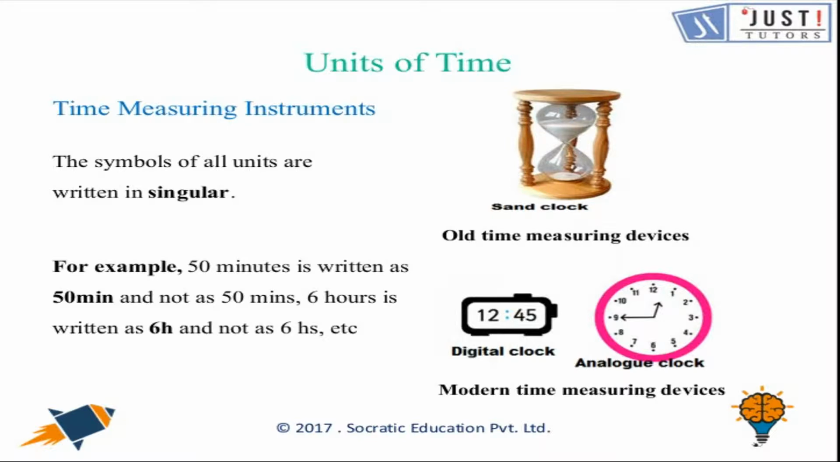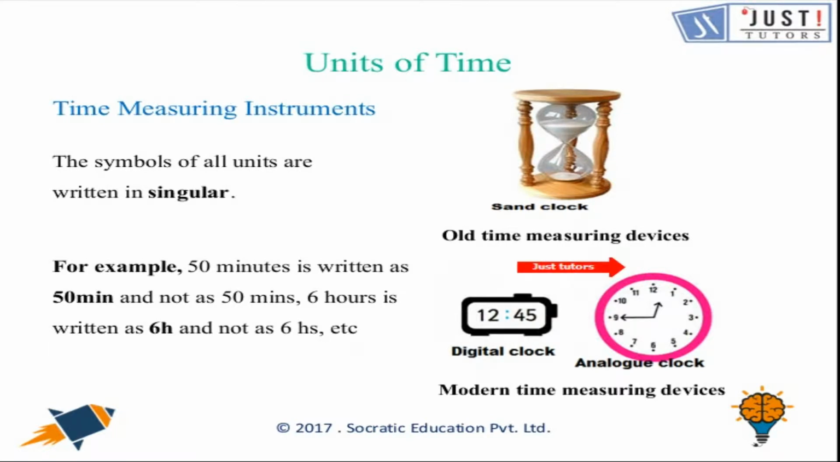Now we'll talk about some time measuring instruments. So earlier in old times we used to have water clocks and sand clocks like the one shown in the picture right here. But nowadays we use modern time measuring devices like digital clocks or analog clocks.